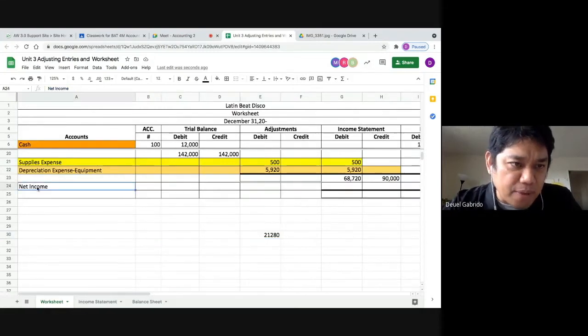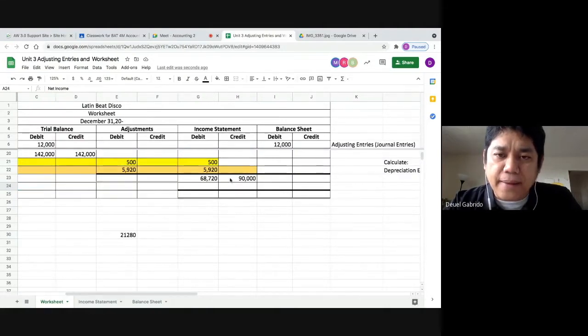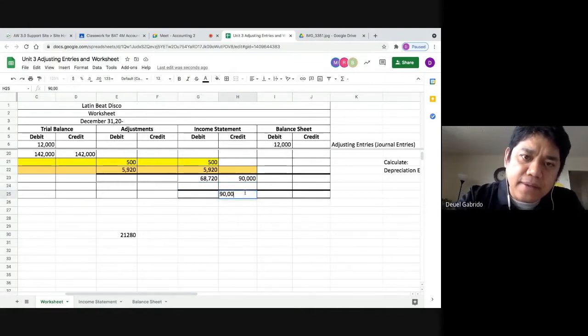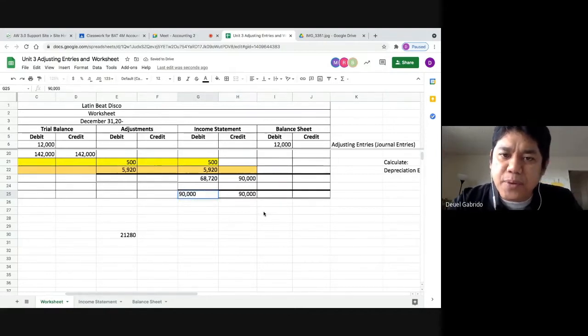I put the words net income here. I normally put down the bigger number. So which is bigger, 68,720 or 90,000? We bring down 90,000 here. Leave a space, guys, and then put the bigger number here. After that, put it also here, bring it down, and put it also on the left. And then the filling in.